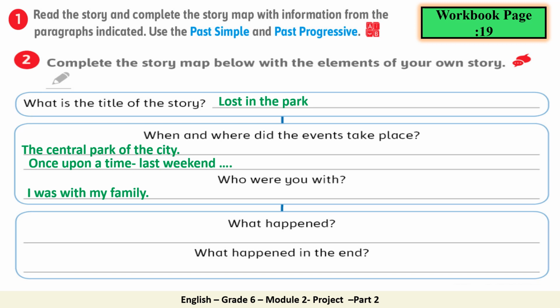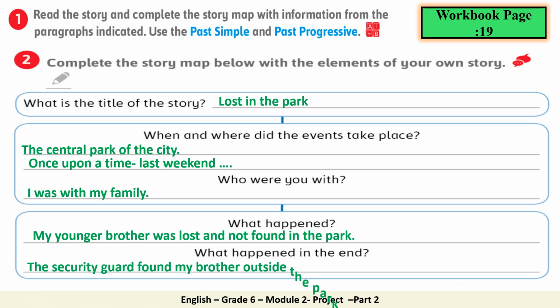Next, what happened? Good, the events. My younger brother was lost and not found in the park. Okay, what happened in the end? Yes, this is the solution. The security guard found my brother outside the park. As you can see, this is a plan for our own story.